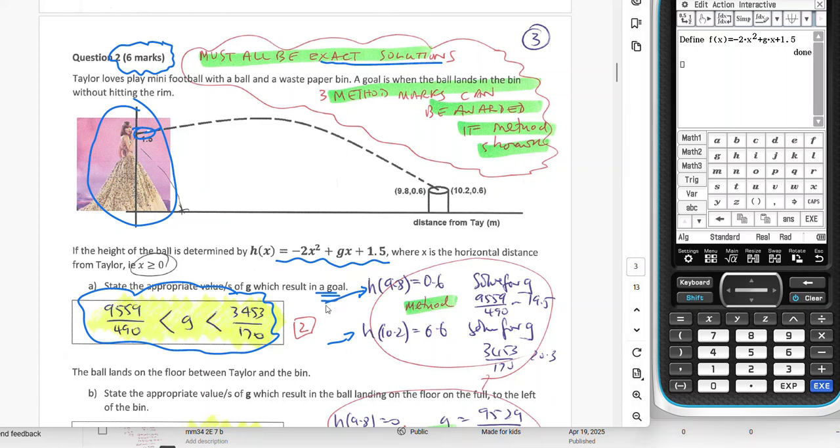To get a goal, then I need to find the value of g that has it landing here and make it bigger than that, and the value of g having it landed here and making bigger than that. So what I'm going to do is grab my f of x equals, and I want f of 9.8 to equal 0.6. Make sure I'm in radians, make sure I'm in standard, and then I press solve for g.